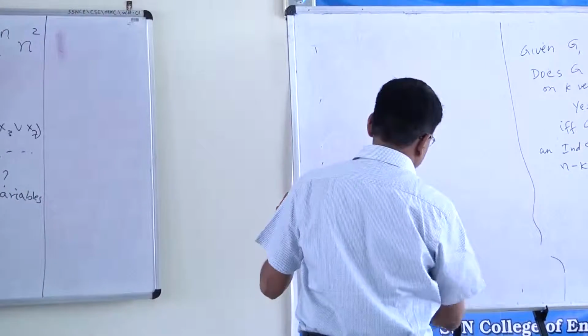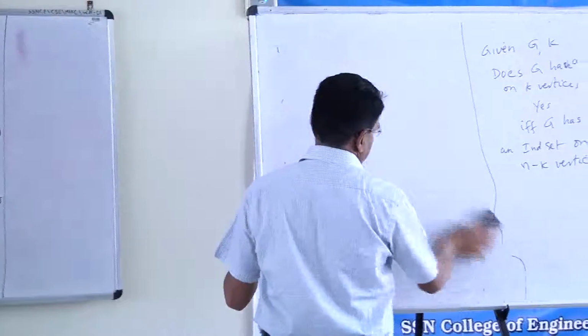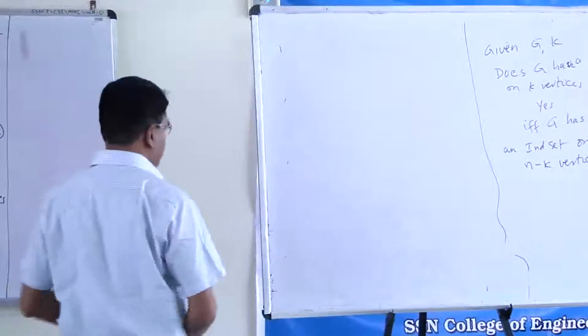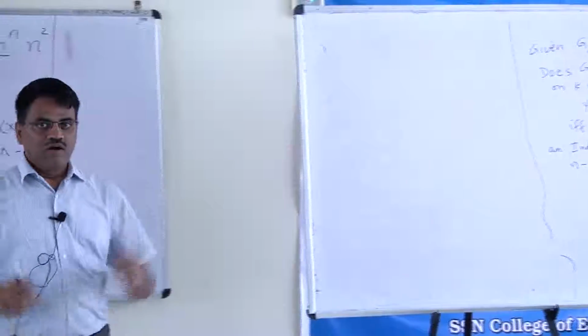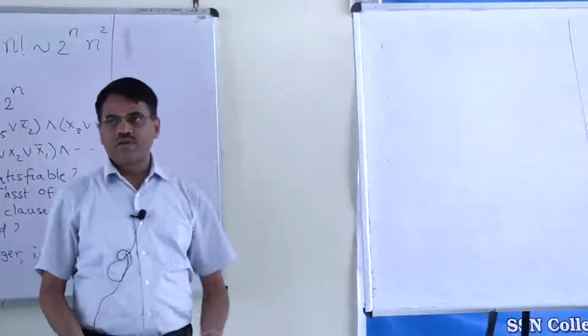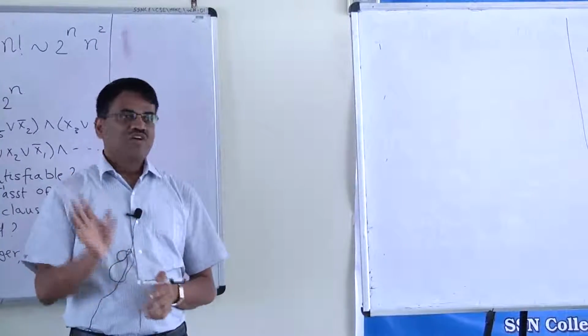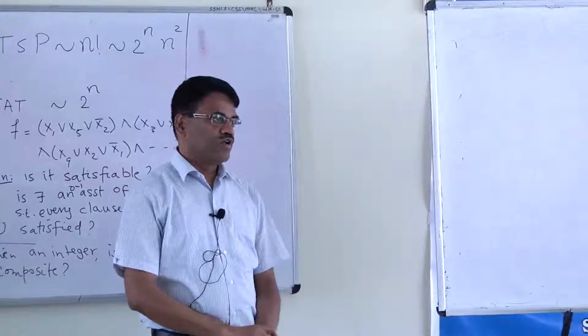The problem doesn't go away. Now we have to look at other approaches. So what you stop worrying about, or what you stop trying to come up with, is a polynomial time algorithm for this problem. It's not hopeful. You're not going to get it.